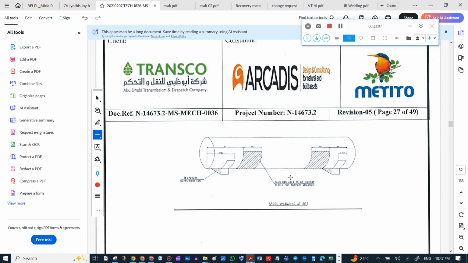This is how the spool is unloaded inside. So this is the temporary support location, and from the 1 meter we have to provide the sandbag area. It should be holiday tested before the support location, and then only it is 1.5, 1.5, and it is 2 meter. It is 0.75.